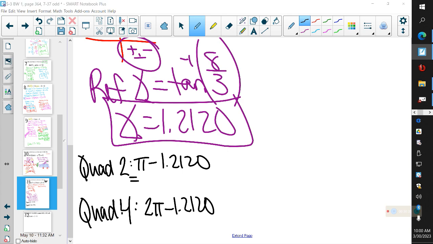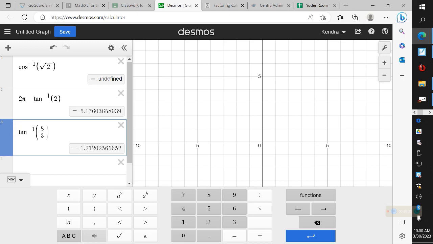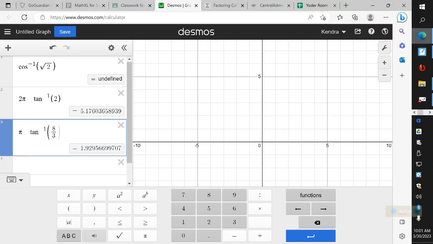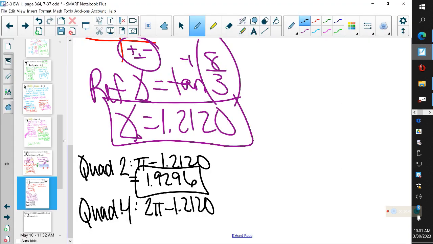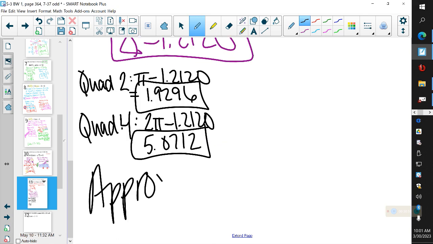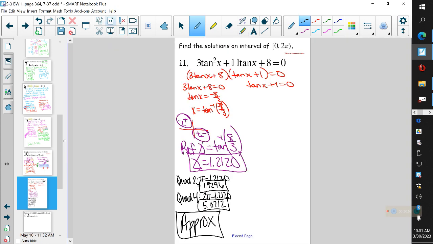So I'm going to come back over here, and I'm again going to cheat, and I'm going to say pi minus, and I'm going to get 1.9296, and that's what you are going to get there. That is one answer. Then I'm going to come back over here, and in place of this pi, I'm going to throw in a 2, and that's going to give me 5.0712. These are approximations. These are approximate values, okay?